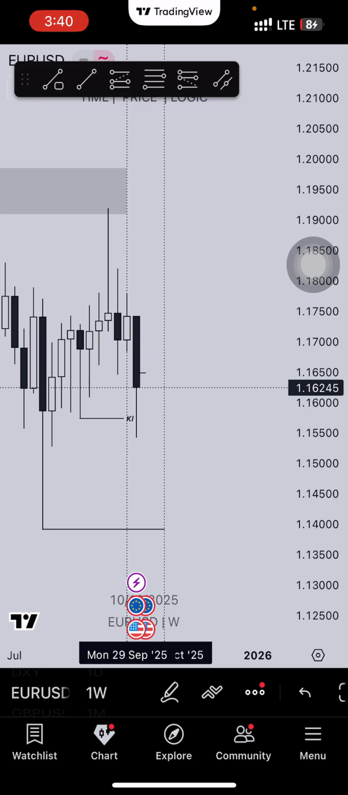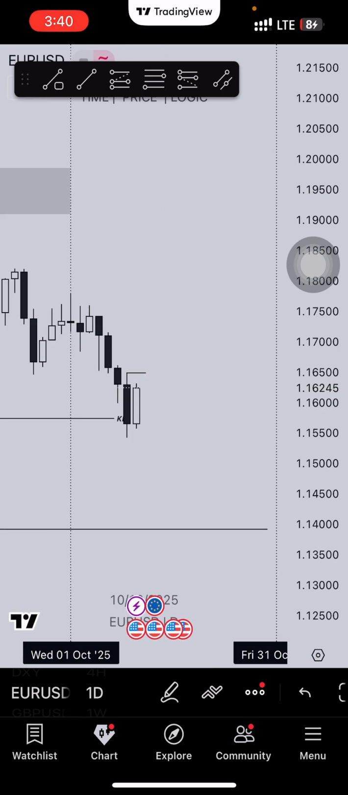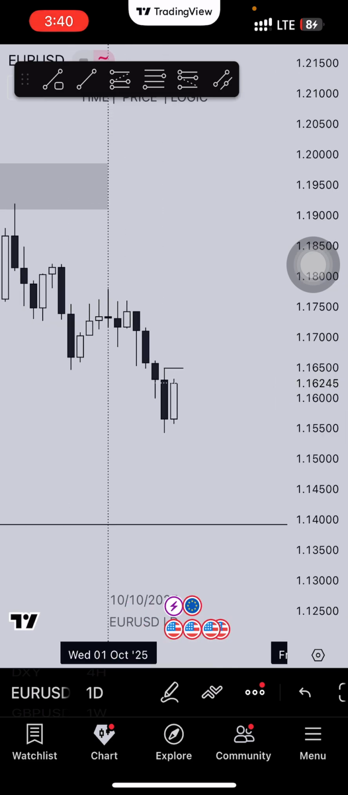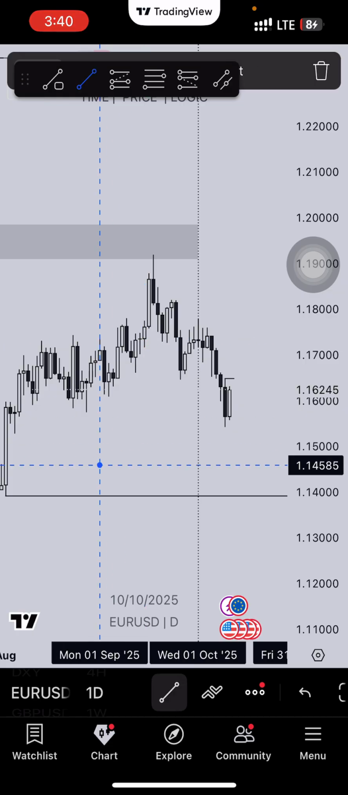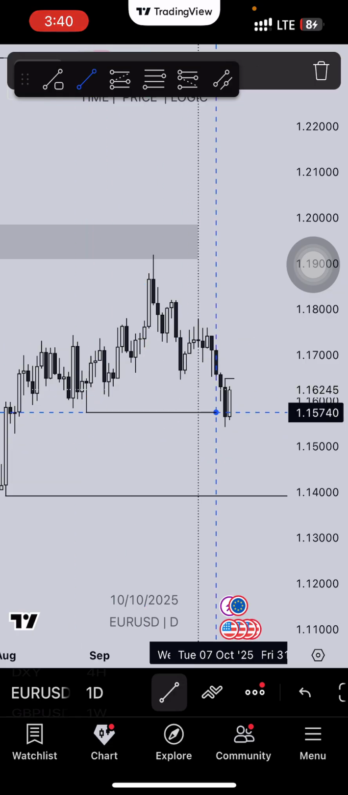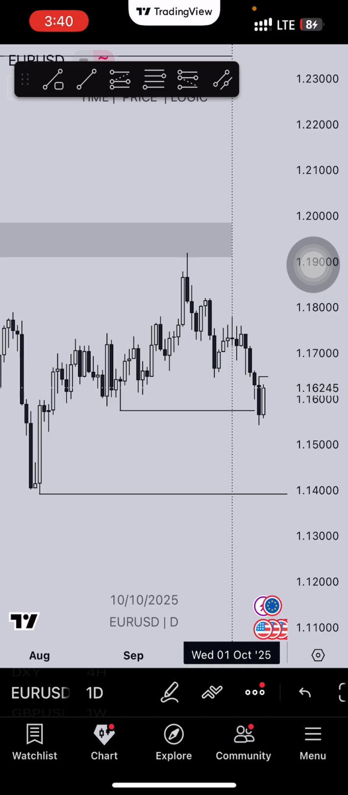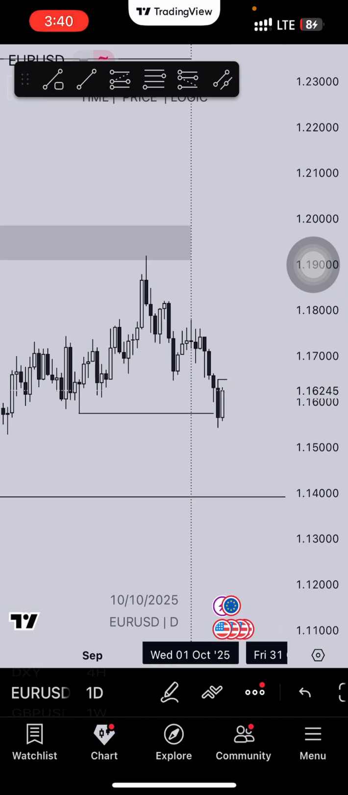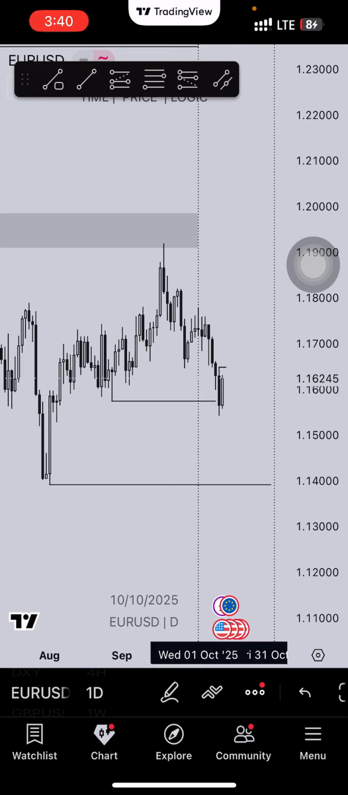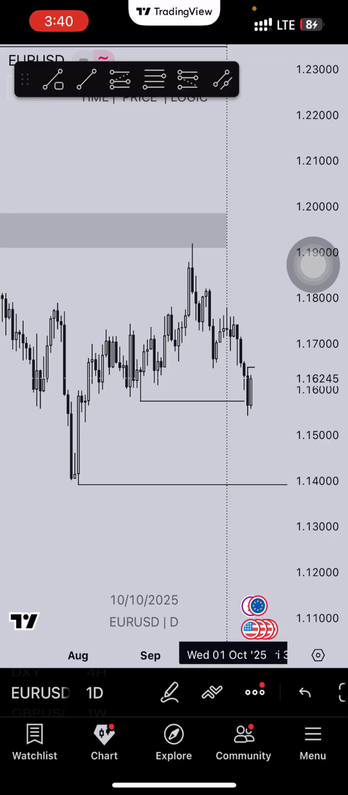Now, if you could remember teachings, whenever you get to drawn liquidity, you expect a retracement from that drawn liquidity. So it's a retracement on the higher time frames, but an expansion on the lower time frames, right? So now let's move to the daily time frame. On the daily time frame, we saw price take out this swing low right here. So expecting retracement, and then we continue to the low of this range, right?